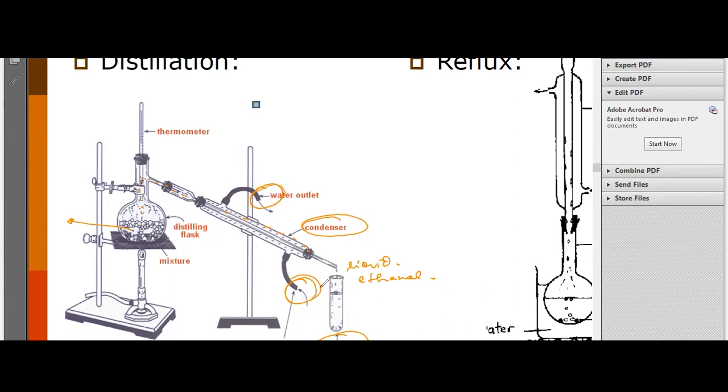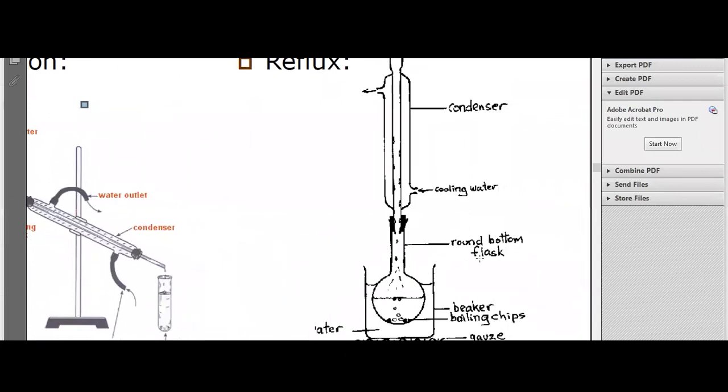Okay, to make sure that the temperature is still low at this point, since if not, the liquid will change to vapor again. Yeah, we want to prevent that from happening. Okay, so once again, distillation is used if you wish to produce aldehyde. And this is called reflux.